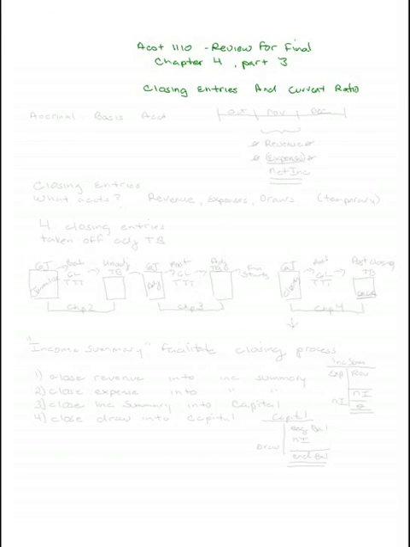So the topic of this pencast for Chapter 4, Part 3 is going to be closing entries and the current ratio. Closing entries are made as journal entries at the end of the month, dated the last day of the month. Why would we need closing entries, and what accounts would we close?